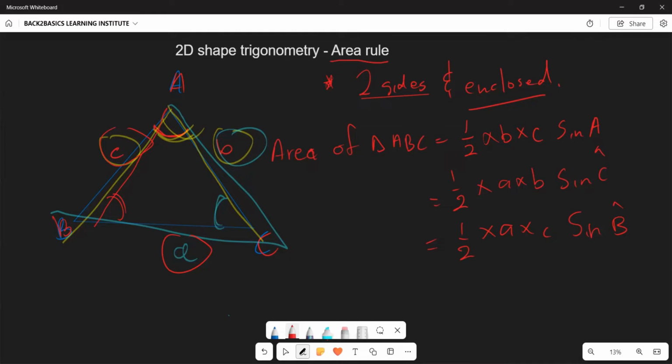So what I'm stressing is you need to have the two sides, right? And an enclosed angle so that you can be in a position to apply the area rule, right? Now, let's get some problems and see what we can do.